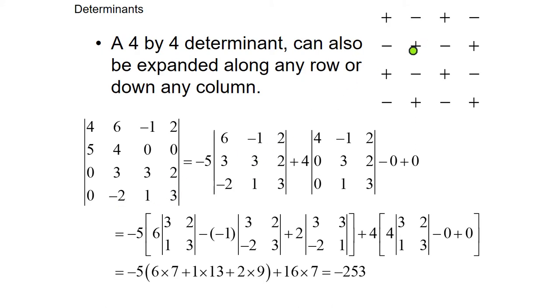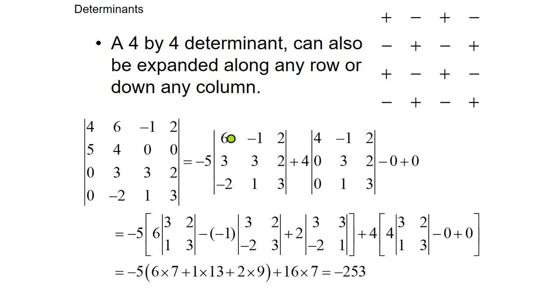And then we have plus 4 times the 3 by 3 not involving this row or this column. So 4 minus 1, 2, 0, 3, 2, 0, 1, 3, and then 2 others which will be multiplied by 0. We have 2 3 by 3 determinants, although it could have been 4 of them. We need to express each of those in terms of 2 by 2 determinants.